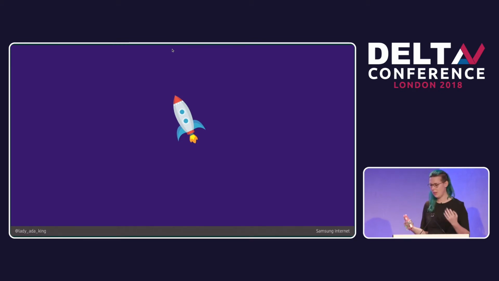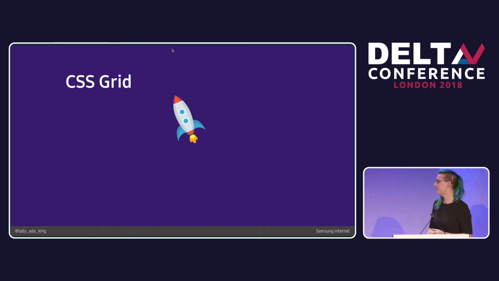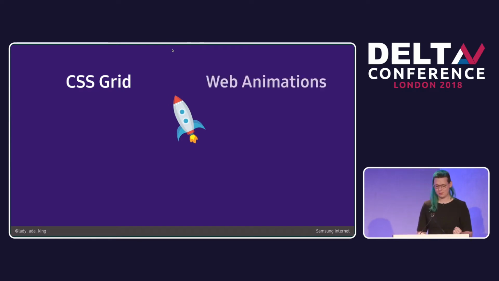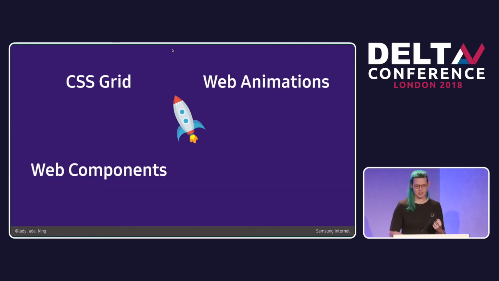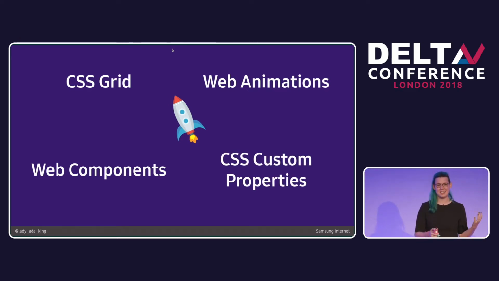And on top of that, we have constantly new toys being added to this toy box. So the ones I'm going to focus on today are CSS Grid, web animations, web components and CSS custom properties.